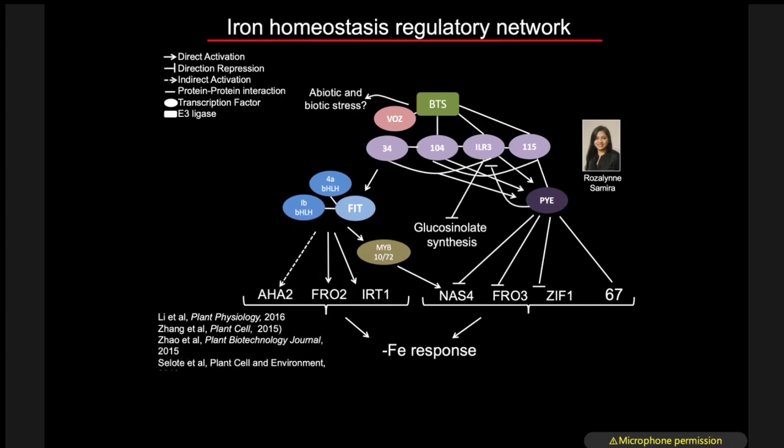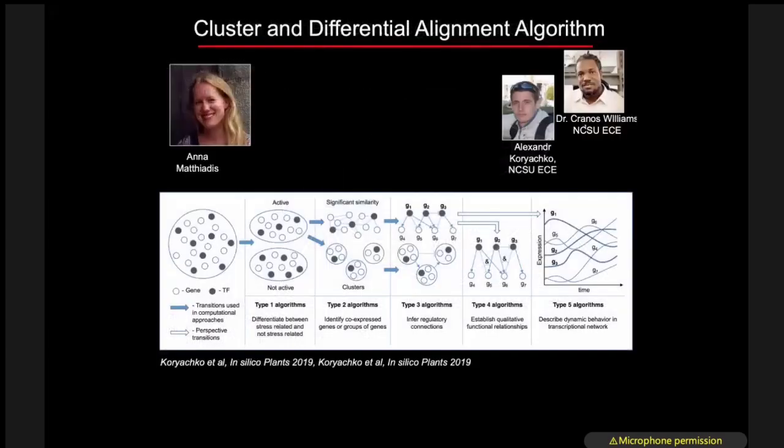What we became interested in as we expanded this network was, can we begin to use mathematical modeling to make predictions about the network? And so another former graduate student in my lab, Anna Mathiadis, interacted with a graduate student in the College of Engineering in Electrical and Computer Engineering, Alexander Koryachko. And Alexander was mentored by Dr. Krinos Williams, who's a fantastic collaborator here at ECE. And they use mathematical modeling and engineering concepts to try to create algorithms to understand relationships. And in this particular case, it was relationships between genes.